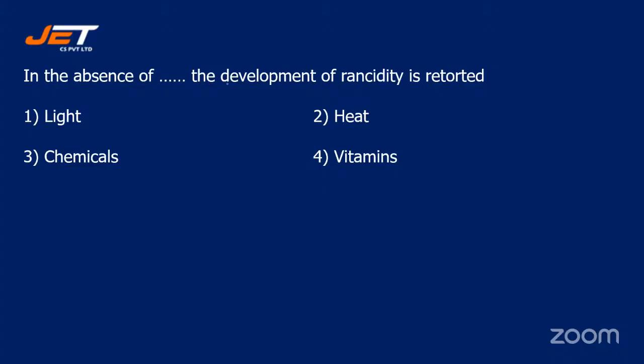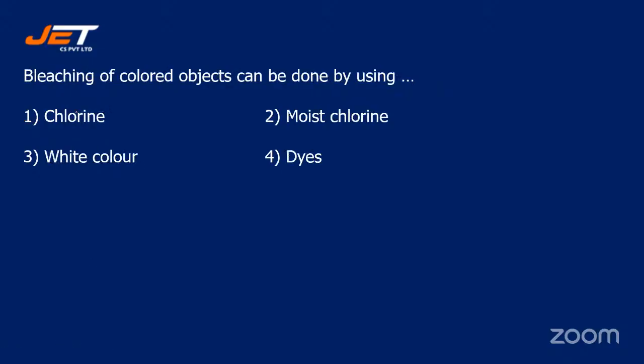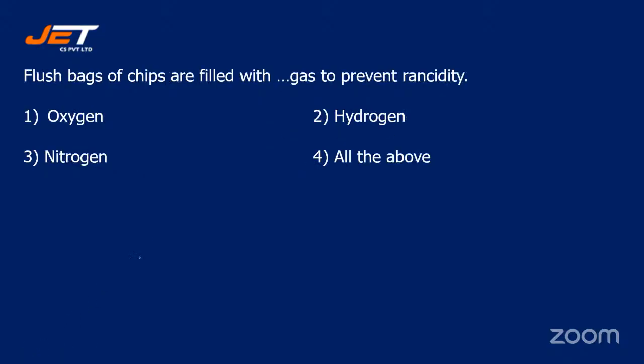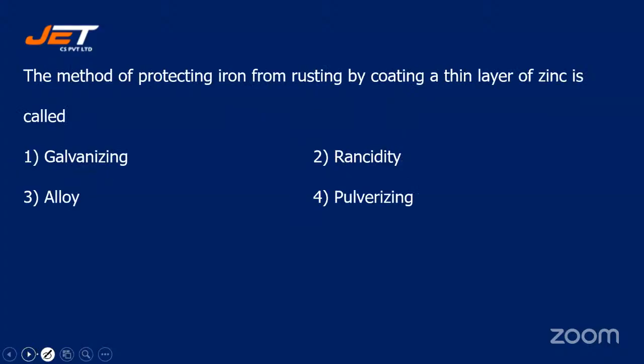In absence of dash, the development of rancidity is retarded. So which is the main factor which causes rancidification? Light is the main factor which causes rancidification. If light is not there, it will be retarded. Bleaching of colored objects can be done by using moist chlorine. So most probably moist chlorine is the element used to do the bleaching. Chip bags are filled with nitrogen gas, for cutting off the oxygen and making it stable.